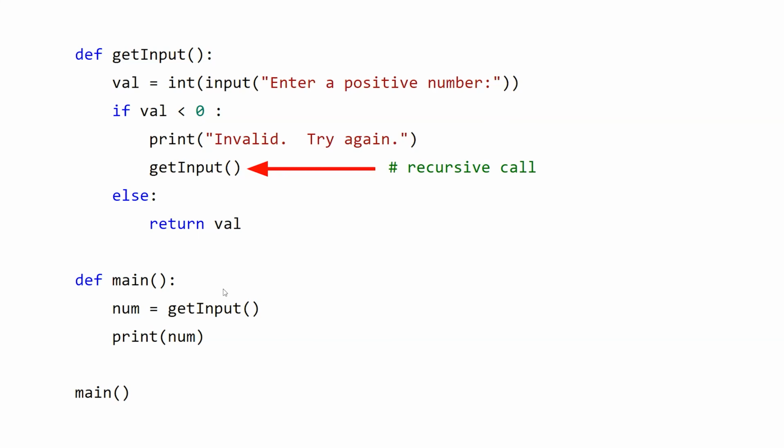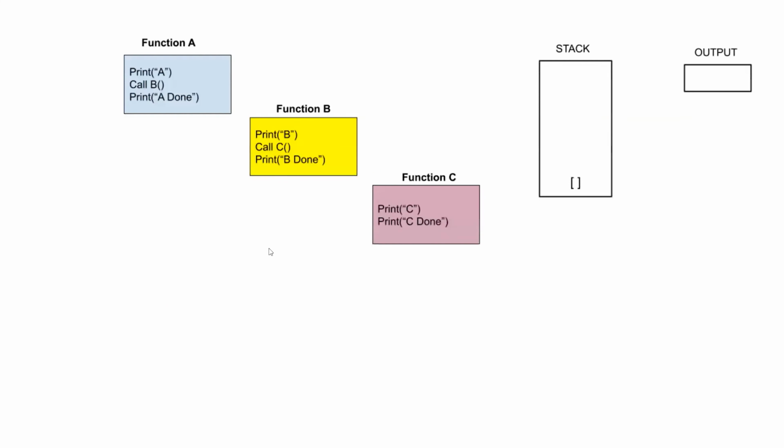So to really explain this, here's an example. Instead of having the same function call itself, because it's so hard to understand, I'm going to use three functions here, A, B, and C. And over here on the left and right side, I have a stack. The stack here is a memory in a computer that keeps track of all the function calls.